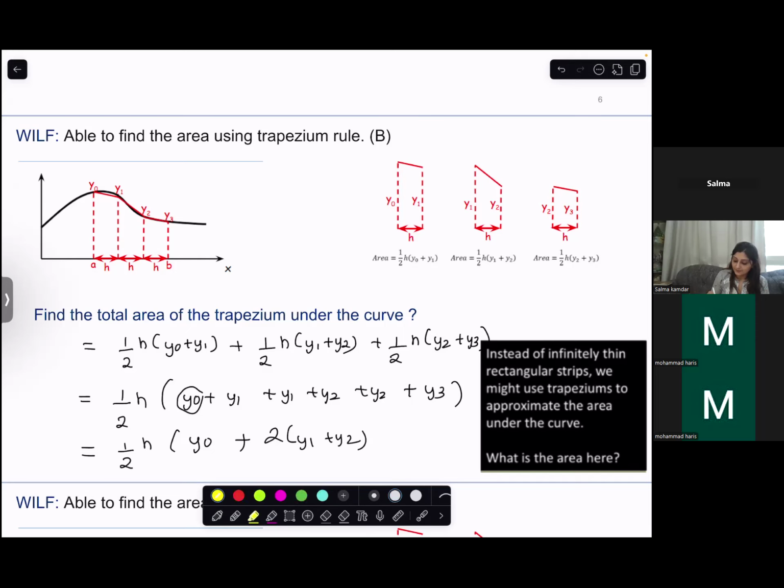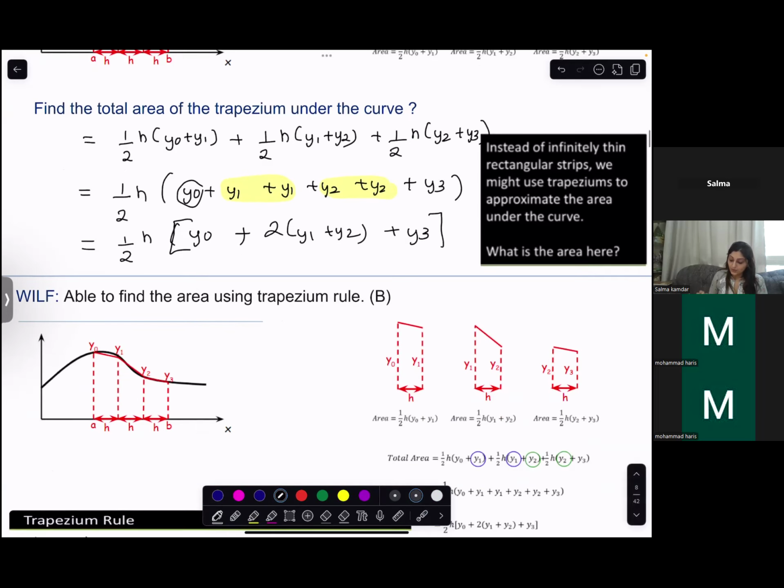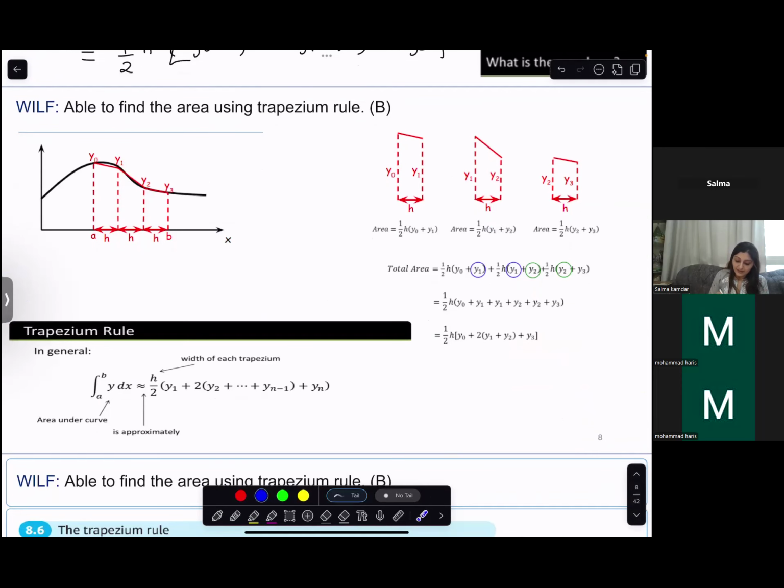y1 plus y2, and plus y3, because we only have one y3. That means the area of the trapezium, the area under the curve, would be, I'm integrating y with respect to x between b and a. When I'm using the trapezium rule, it is going to give me an approximate value. So I say it is approximately equal to h by 2.